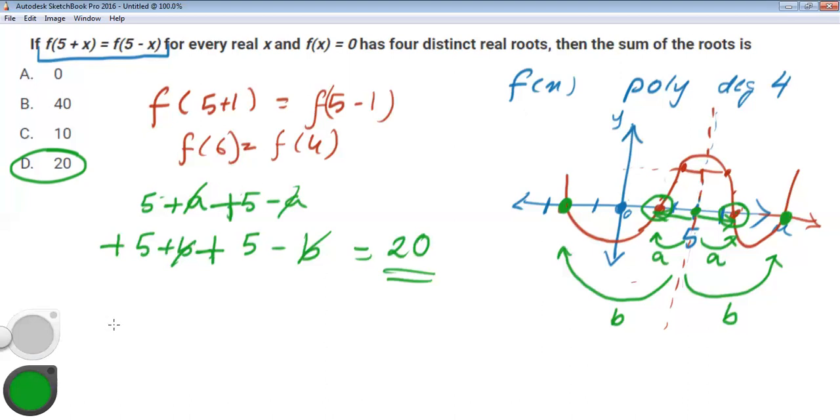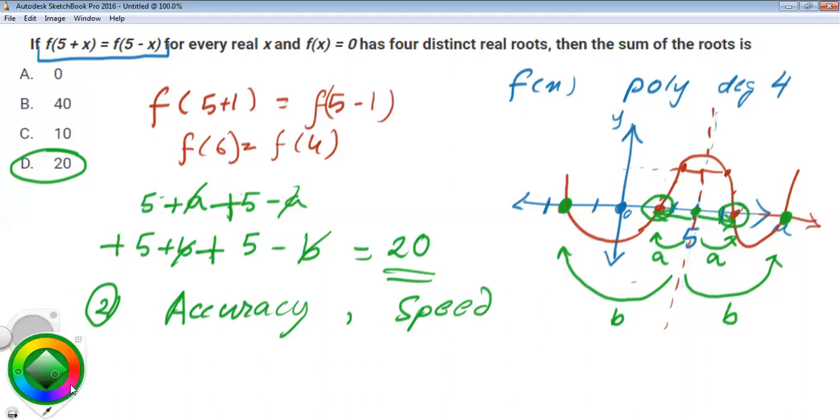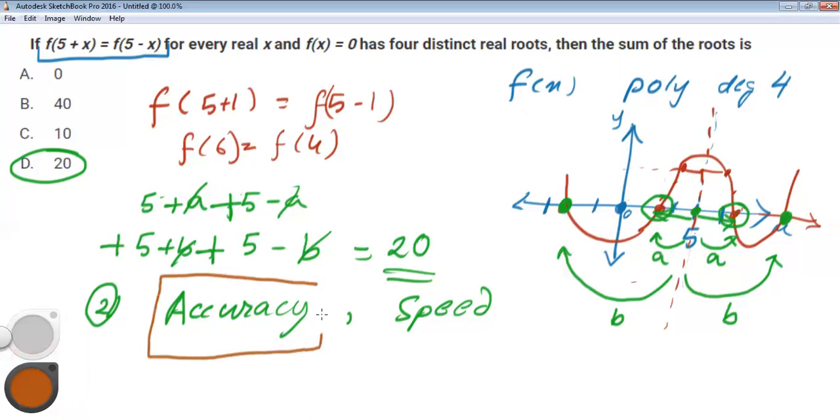aspirants, there's one suggestion I want to give you, that there are two things you need to work on. One is accuracy, and the other is speed. Now, always remember that your accuracy is your first priority. Keep only accuracy in your mind, and with practice you're going to achieve speed also.